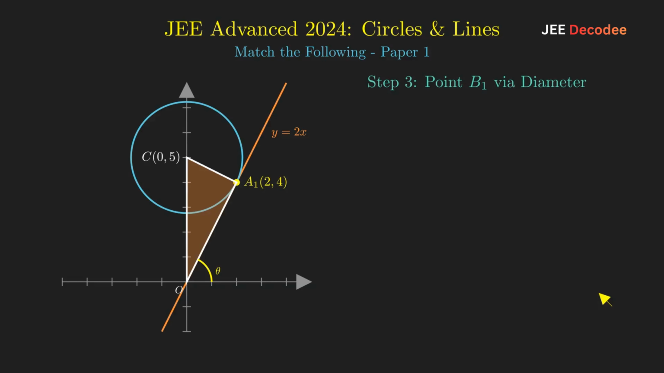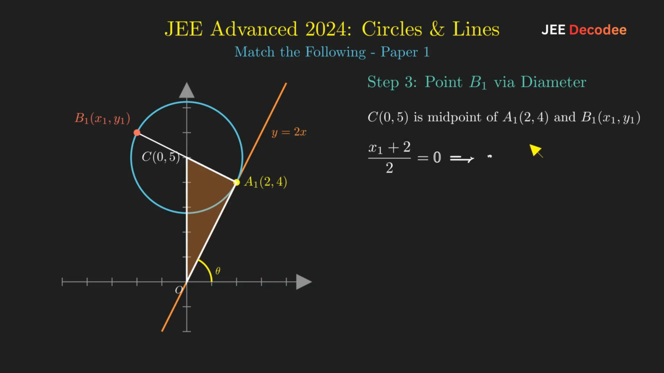Step 3. We are given that A1B1 is a diameter of the circle. This means the center C (0, 5) is the exact midpoint of A1 and B1. Let B1 be (x1, y1). Using the midpoint formula for the x coordinates, (x1 plus 2) divided by 2 equals 0, so x1 is minus 2. For the y coordinates, (y1 plus 4) divided by 2 equals 5, so y1 is 6. Point B1 is (minus 2, 6). Therefore, S matches to 3.